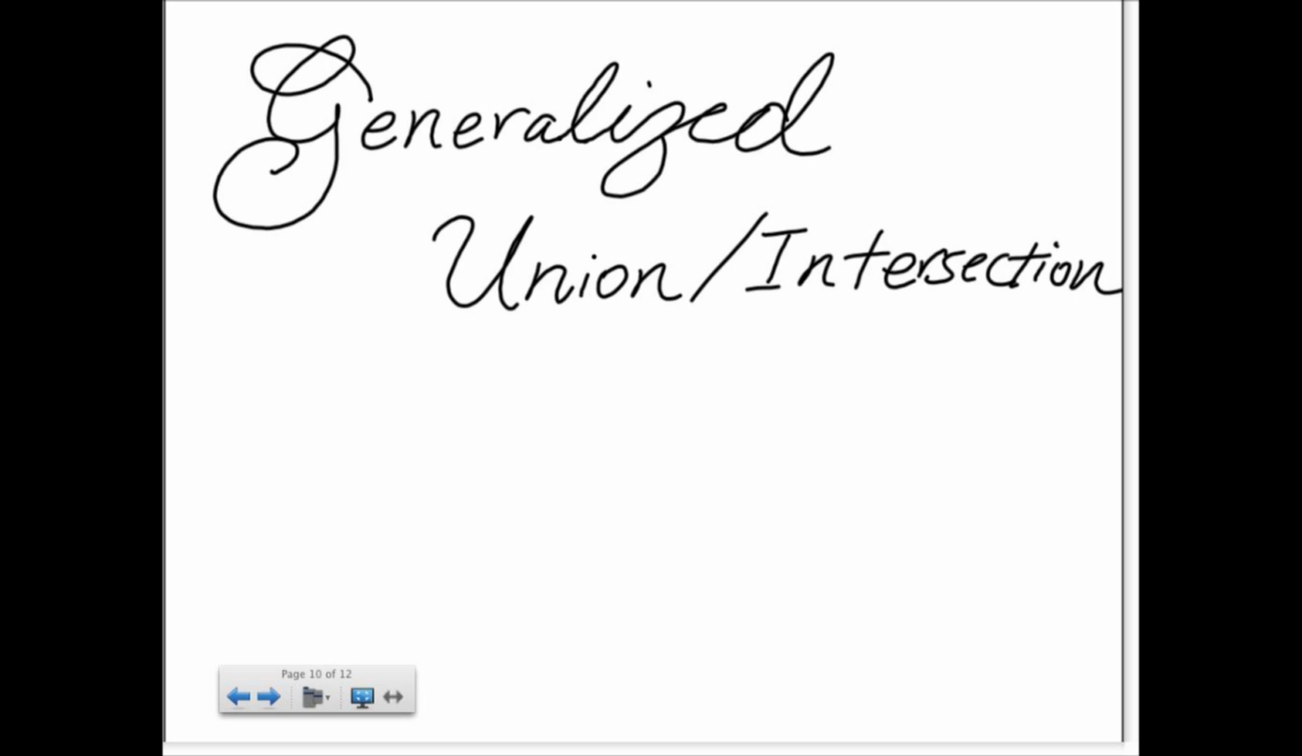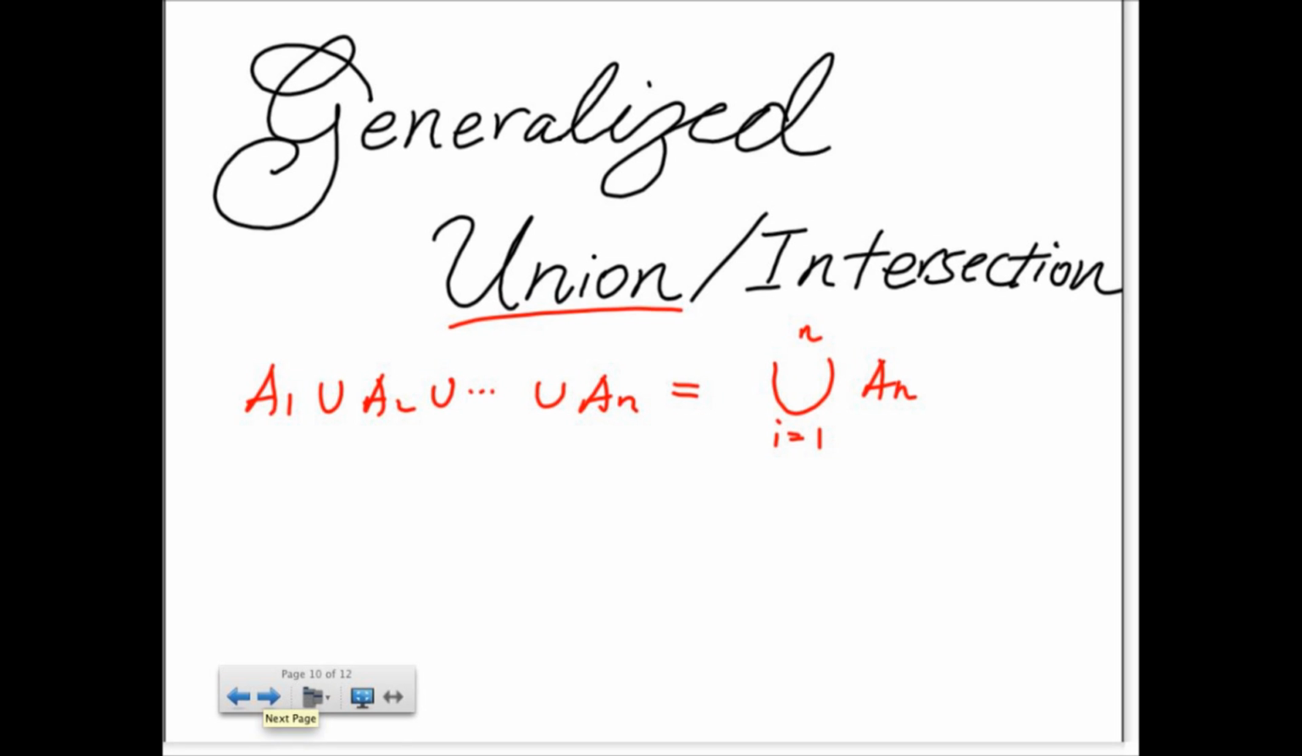So, generalized union and intersection. First, I'll introduce union. Generalized union: A1 or A2 or so on to An is denoted as the union from i equals 1 to n of Ai. So this means that this is a union of a collection of sets.